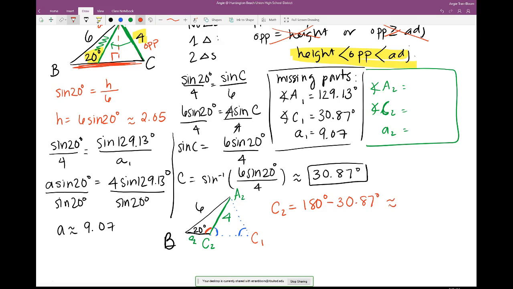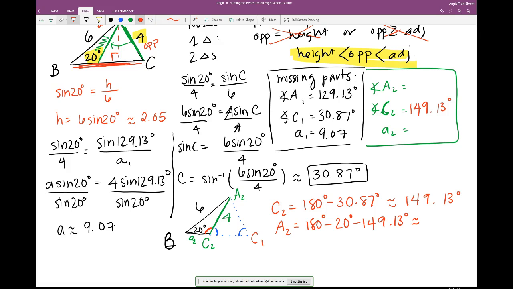C sub 2 is now 149. One more time. 149.13. Someone confirm that? Yeah. Okay, so that's your C sub 2. Is that okay? 149.13. Great. How do I get A sub 2? Big A sub 2, I should say. 180 minus what you just got. Yep. Right. 180 minus what you just got and minus 20 originally. And that now will give me a small angle.